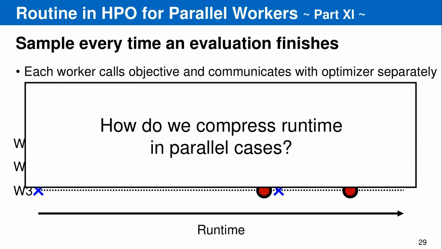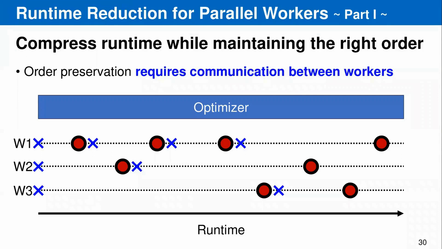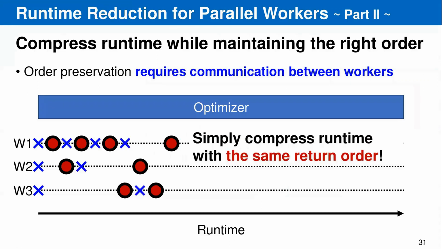The question is, how do we compress runtime in this case? The challenging part of the compression came from the fact that each worker needs communication. However, as long as we can keep the same order of returning each result, we can obtain the same result with a much shorter runtime.